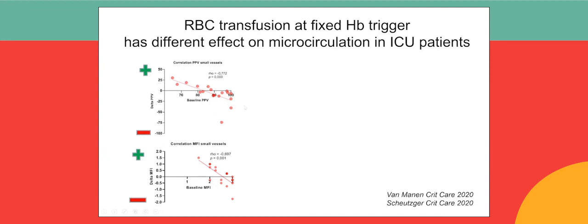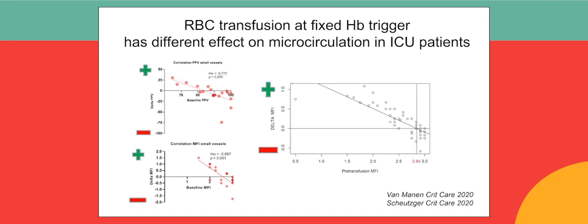And here the PPV is depicted relative to the baseline PPV. The baseline PPV here is normal, and there it becomes deranged. So you can see here that the red blood cell increases the PPV when baseline PPV is low. And the same holds for the microvascular flow index, which is another parameter. So if your baseline microvascular flow index is low, then you will see an improvement with the red blood cell transfusion.